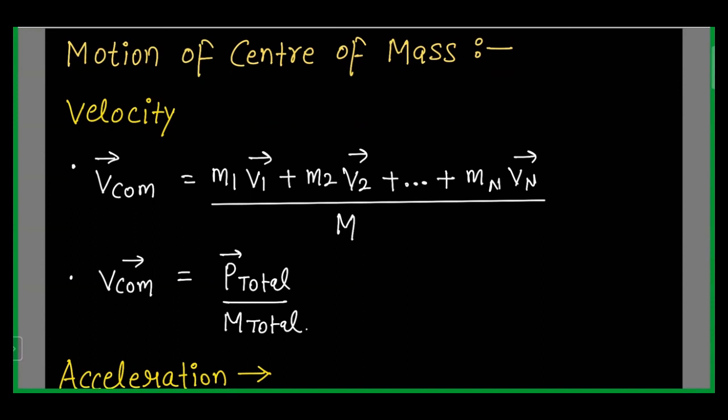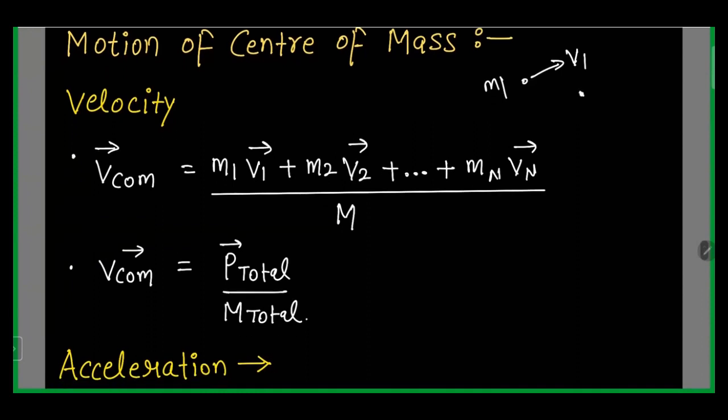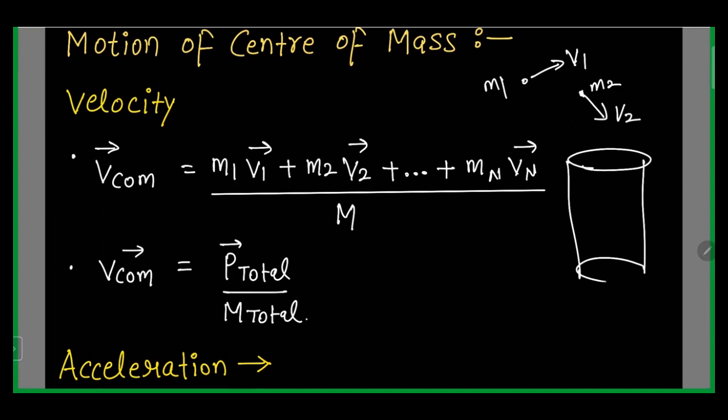In the last class, we discussed center of mass. Now we will be discussing the motion of center of mass. Let's consider a body in which there are n number of particles. Each particle is moving with some velocity. Let's say m1 is moving with v1, m2 is moving with v2. Every particle has some sort of velocity. You can consider it like a container which contains gas molecules. Each molecule has some velocity and there are n number of molecules.